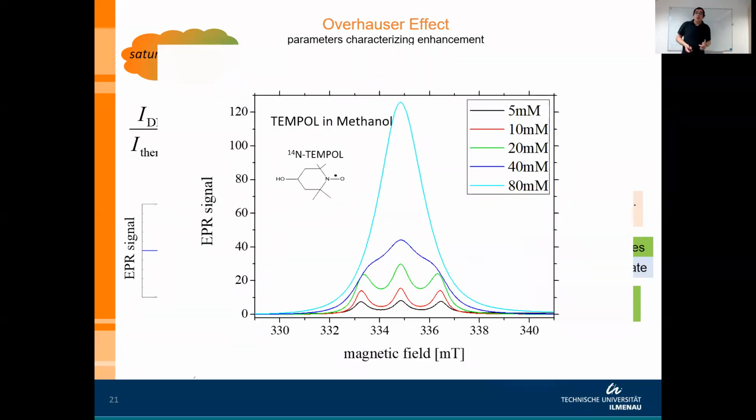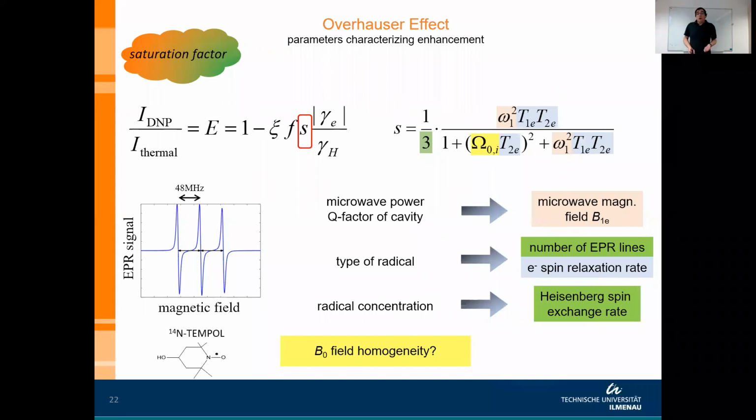Let's see an example here. You see TEMPO in methanol, for example. We have the EPR signal recorded at different concentrations. You see here at low concentration, you have very well-defined three lines, but when you increase the concentration, then you have only one line. And this has a direct influence on the S factor, and we can describe this by the Heisenberg exchange factor. Well, we also have a term affecting the homogeneity of the field, omega 0, basically.